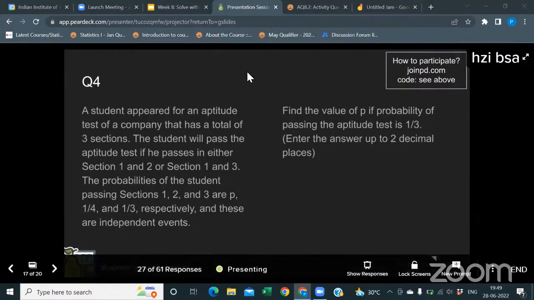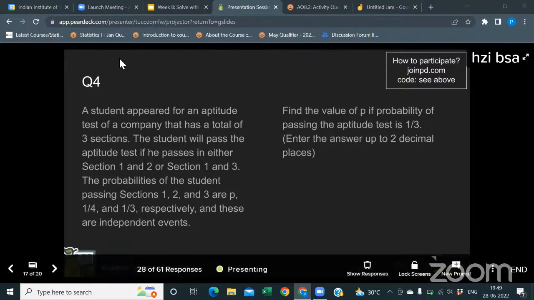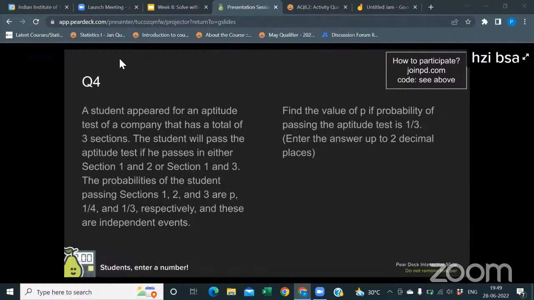Sir, in the portal, week 5, week 6, and week 7 marks are not updated yet. Yeah, they will be updated. No worry about it. In due time, it will be updated. Okay.